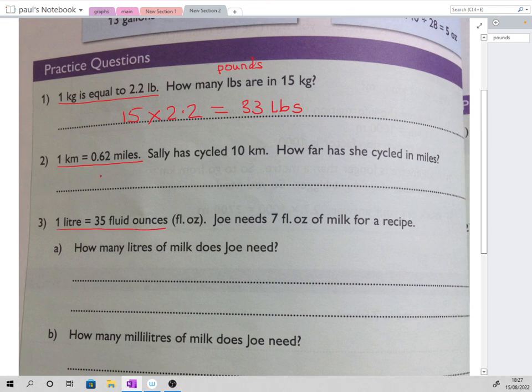So we're going to go 10 kilometers, which is 10 of these, yeah? So multiply by 0.62, which equals 6.2 miles. Always gets confusing and muddled of how to do these conversions.